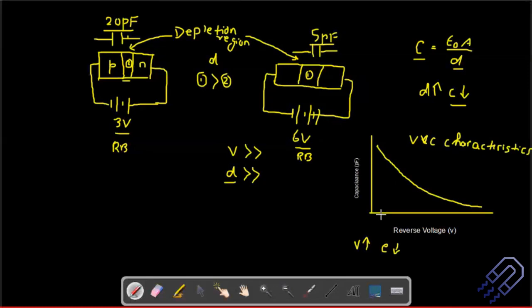It looks like an exponential curve. If the voltage is less, in this case, the capacitance is more. Let's say this is a value of 0.1 volt. Then you might get a capacitance of around 14 picofarad, approximately. On the other hand, if I increase the voltage, say to 4.5 volt, then the capacitance might be approximately 2 picofarad. This is a typical range in which it works.